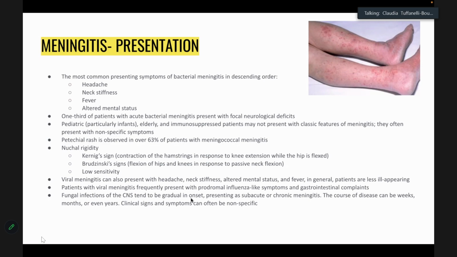For meningococcal meningitis, about 63% of them will have this distinct rash. And this is a good one to know. If you have a patient that's altered with this rash, be highly concerned for meningococcal meningitis, the one that's up on the screen.